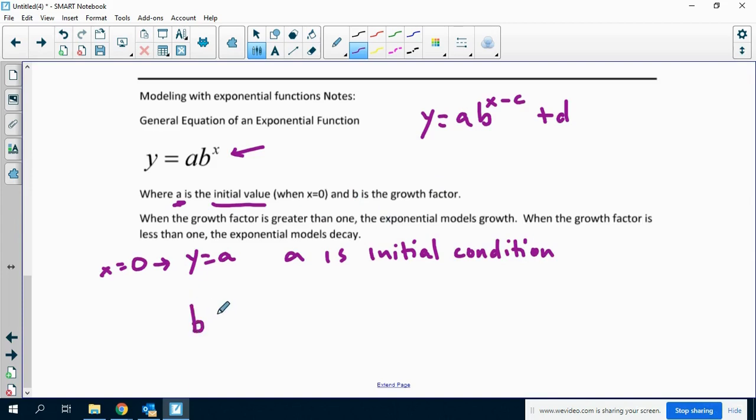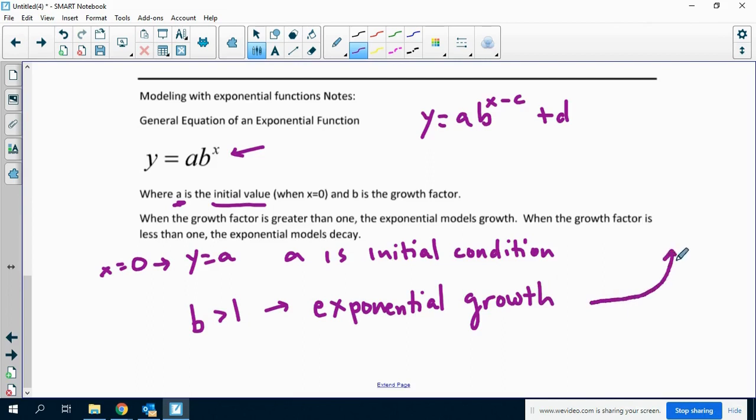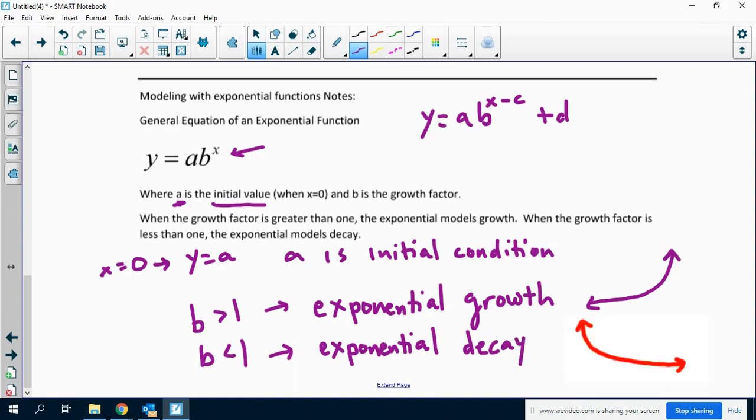So if b is greater than 1, that means we have exponential growth. The function is going to start slow and then grow like a typical exponential function. If b is less than 1, we have what is called exponential decay. So our graph starts like any normal exponential function and then starts to go down pretty fast. So we have exponential growth and we have exponential decay as our two options.